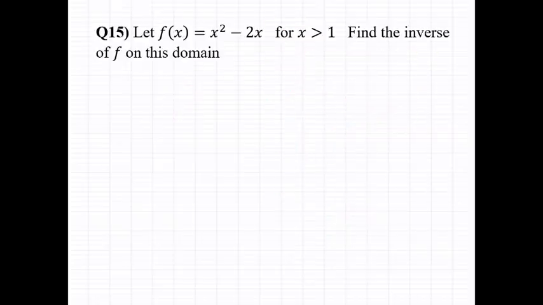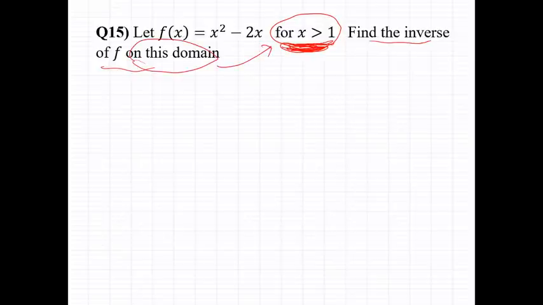Now let's let f of x be this for x bigger than 1. If it gives you a restricted domain, you have to pay attention to this. So x is bigger than 1. This is important because in finding the inverse, you have to pay attention to this. Find f inverse on this domain. Okay. Now we use the usual procedure here.